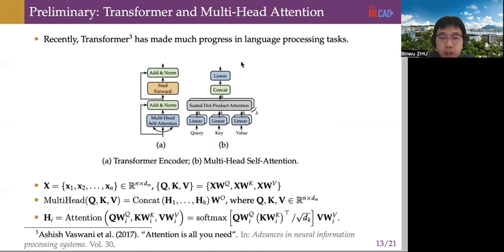In the transformer encoder, the input sequence will be packed as a matrix, and the multi-head self-attention layer first projects the input matrix onto three subspaces, as shown in the right part, and we call the three projected matrices query, key, and value. Then the output of the multi-head self-attention layer can be formulated as follows, where H_i is the output of a single scaled dot product attention.